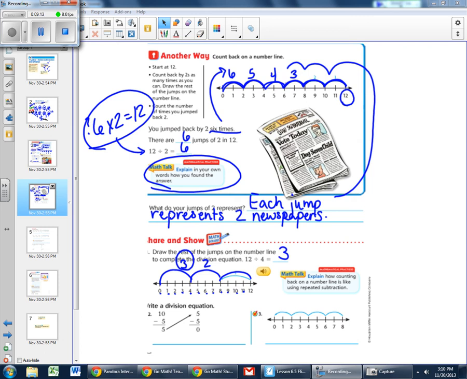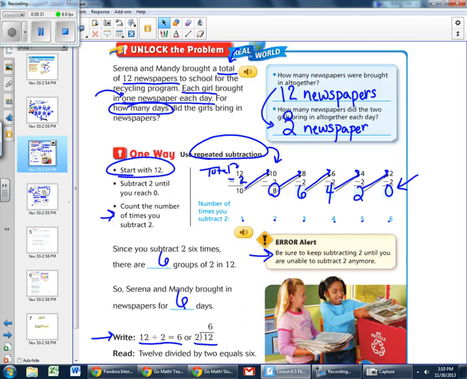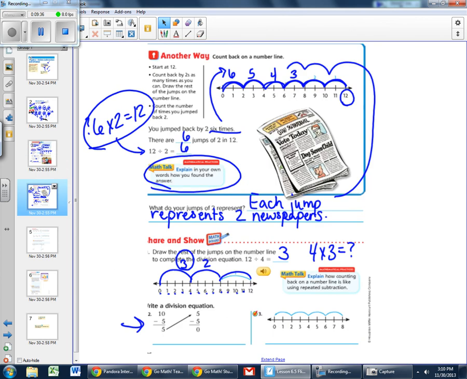Now I want you to think. Is 4 times 3 12? Practicing our facts still. Write a division equation for this. So this is that repeated subtraction that they asked us to do. Okay? And if you remember, looking back here, you count how many times you jumped back in order to find out what you were dividing by.